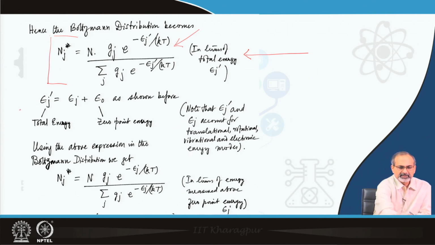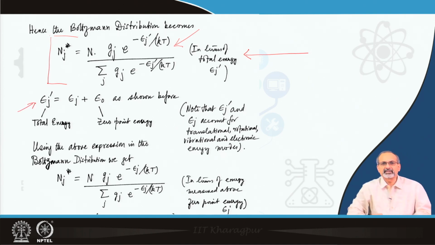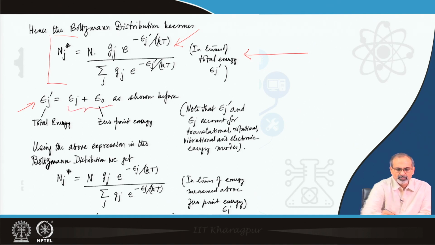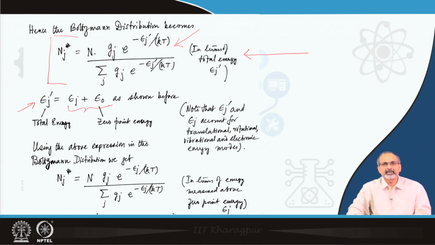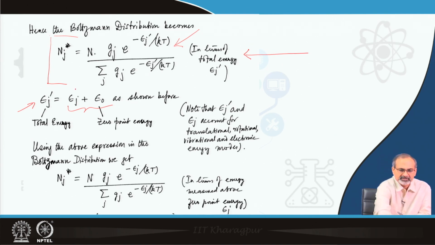Now, we see that the energy that is represented in this equation is the total energy. The epsilon j dash terms represent total energy, and they can be segregated into two portions. One is the 0 point energy, and the other is the portion which is above the 0 point energy, which does not have a dash.